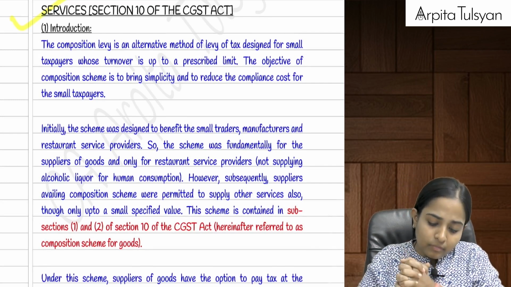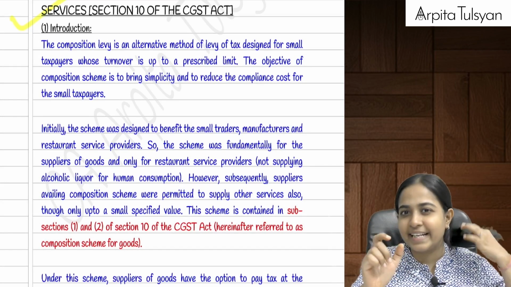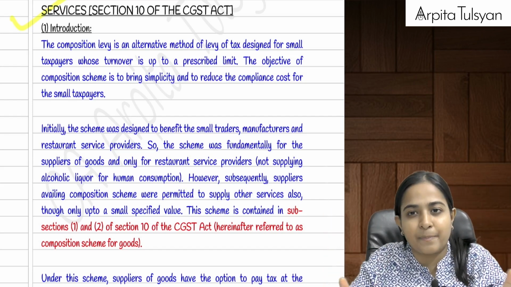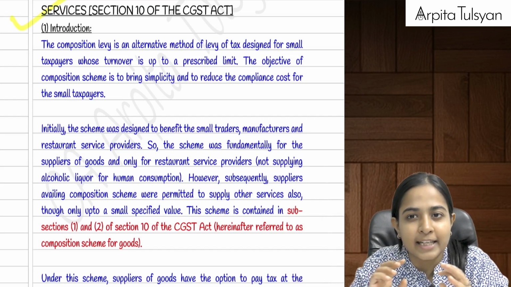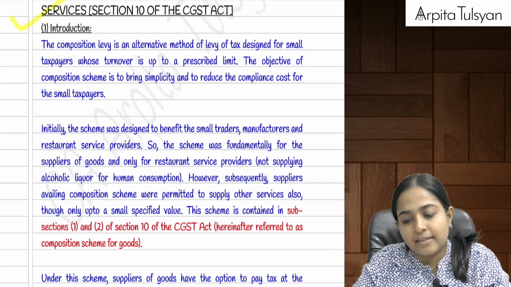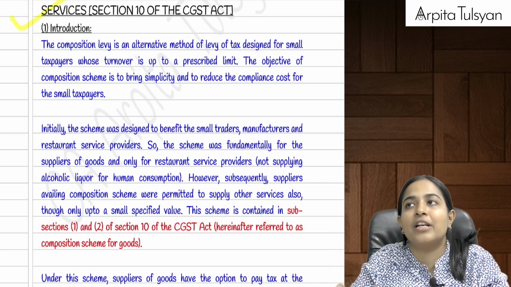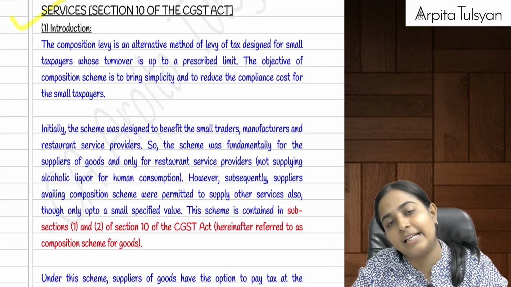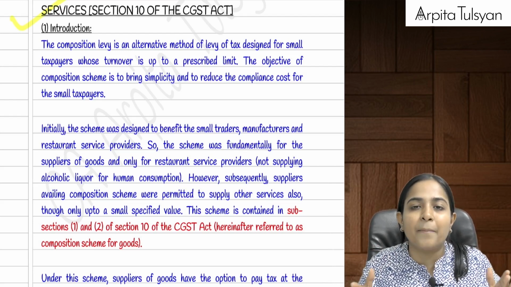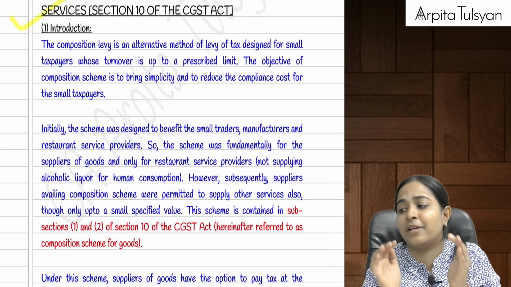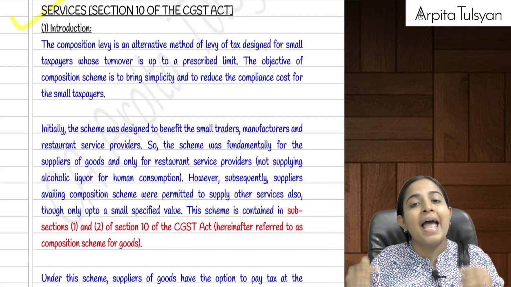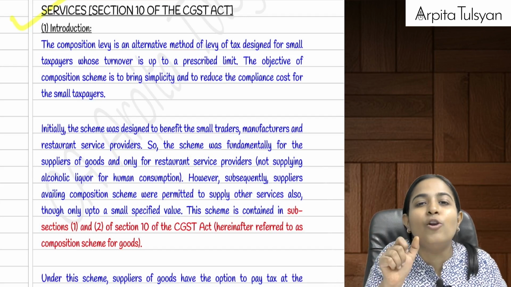Yes, everyone. Now, first of all, composition scheme: a very basic introduction we had already seen in the first chapter. The composition scheme was introduced for small taxpayers, with fewer issues and less burden. The composition levy is an alternative tax method. It is not compulsory; it is an option for taxpayers. If their turnover does not exceed a particular threshold limit, meaning they are small taxpayers or small business persons, then they can opt for this composition scheme and pay taxes at a much lower rate.